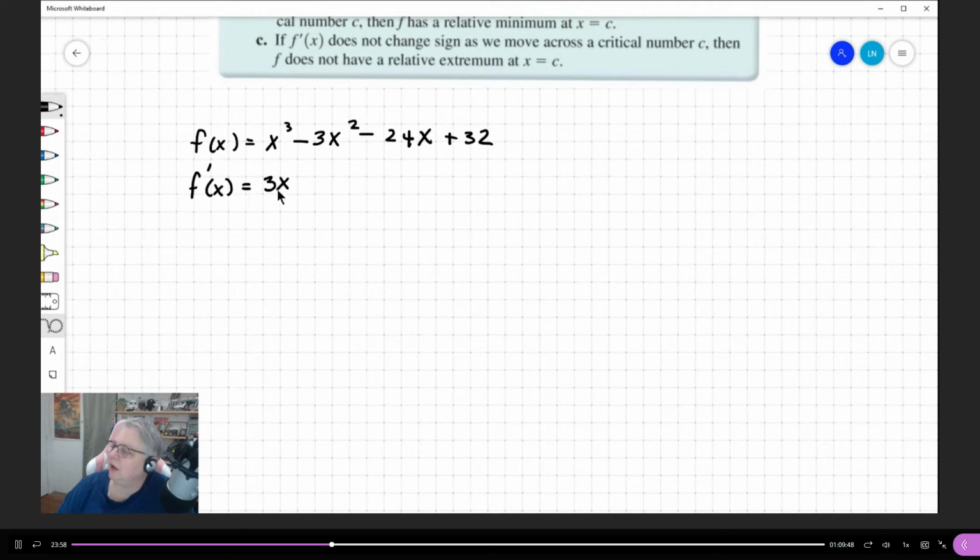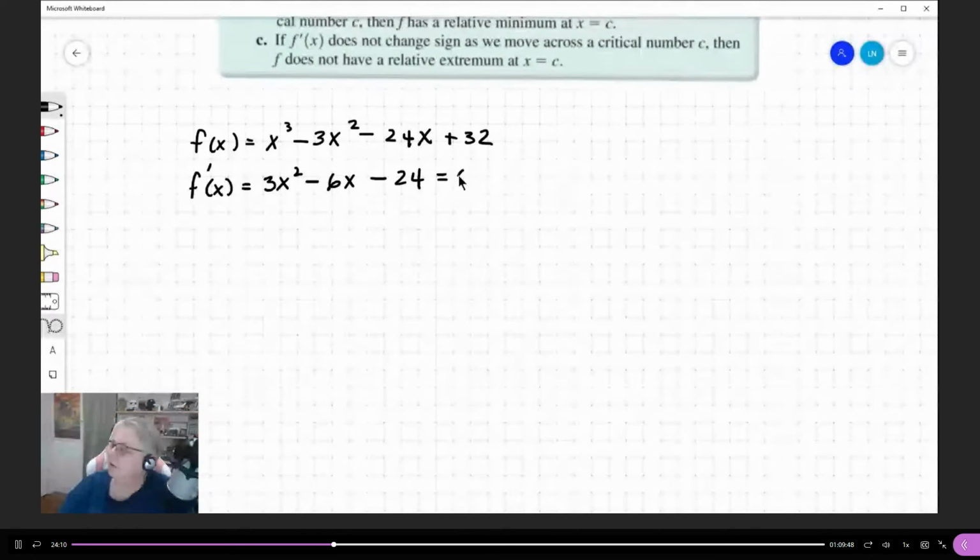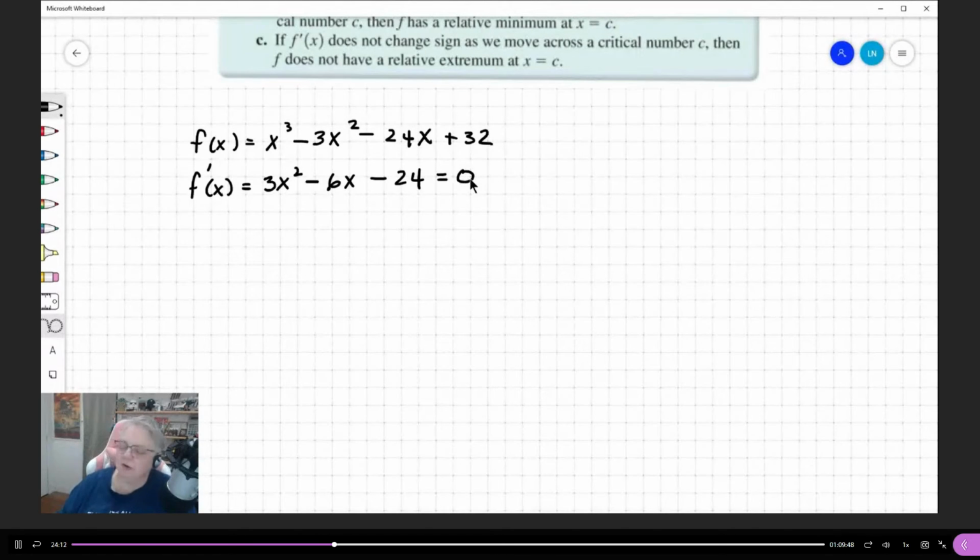So that becomes 3x squared minus 6x minus 24. All right, so I have to set this equal to 0 and solve it. The first thing I'm going to do is notice I have a factor of 3 running through this entire problem, so I'm just going to divide that out. I'm going to get x squared minus 2x minus 8. And when I divide 0 by 3, I still have 0.